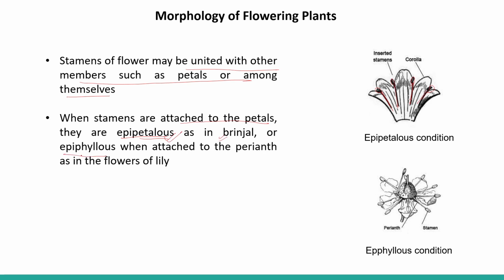Or epiphyllous when attached to the perianth, as in the flower of lily. So here it is perianth, not the corolla. Okay, it is not the petals here, it is perianth. So when they are attached to the perianth, it is called the epiphyllous condition. For example, lily.